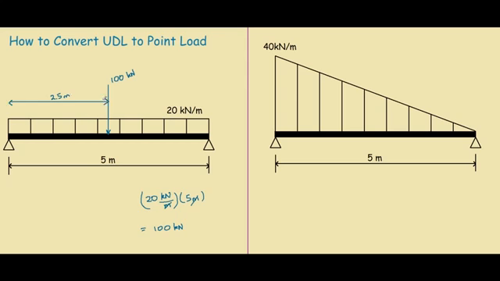One way of thinking about it is that this 100 kilonewtons at 2.5 meters imposes the same effect onto the beam as this 20 kilonewton load over 5 meters. They both do the same thing, but in this case, now that we've converted to a point load, it's much easier to find the support reactions.